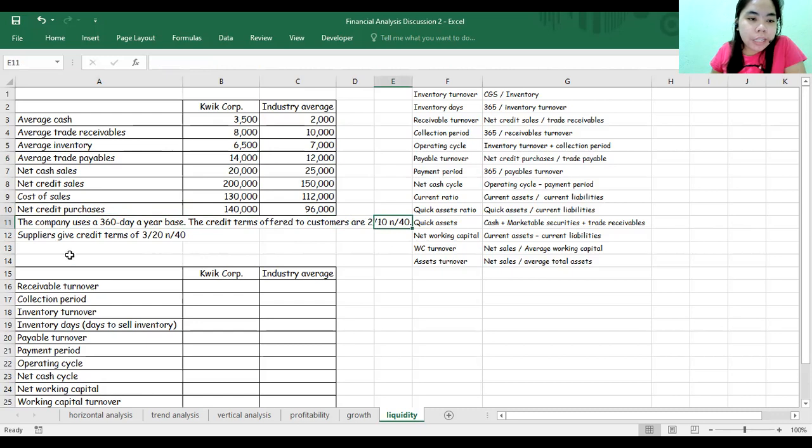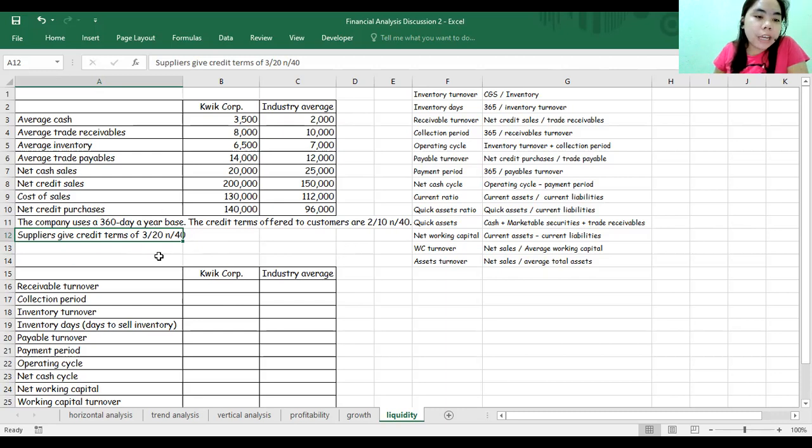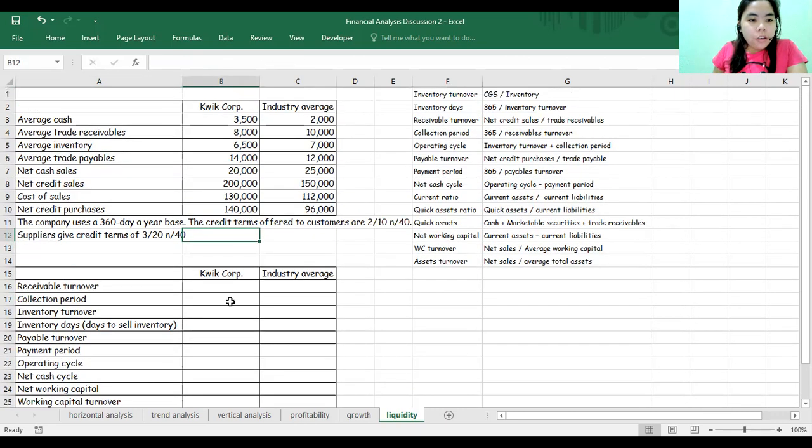This is for receivables, because we're dealing with customers. Suppliers give us a 3% discount if we pay within 20 days, and we have 40 days to settle our obligation with them. So if we pay within 20 days, we have a 3% discount, and we are given 40 days to settle our accounts. So you have here Quick Corporation.